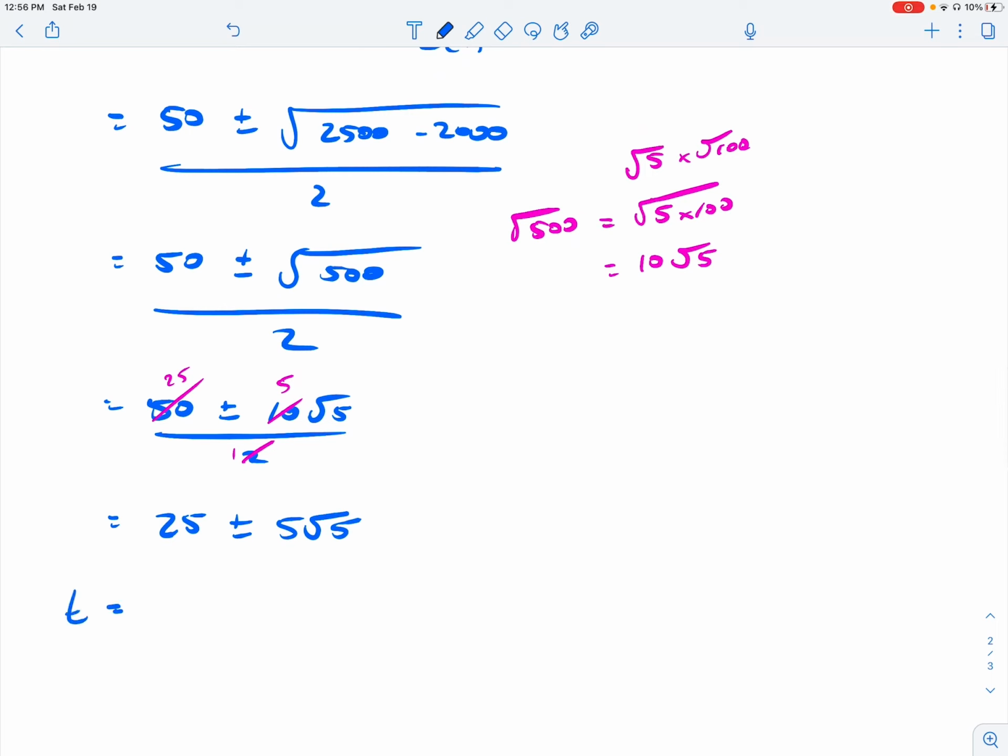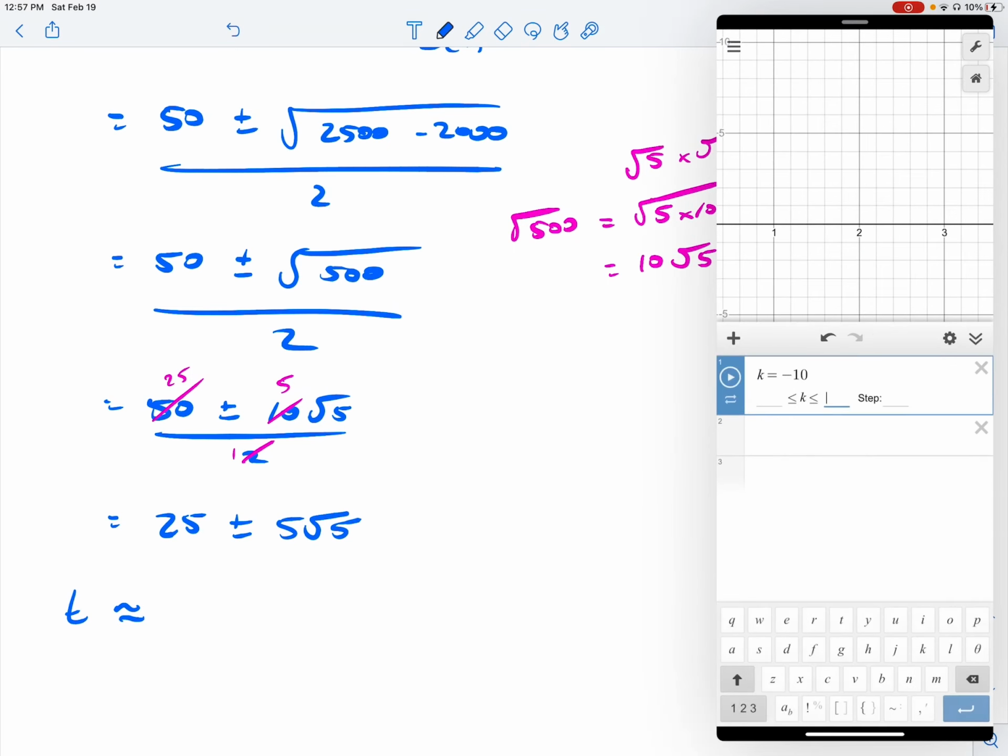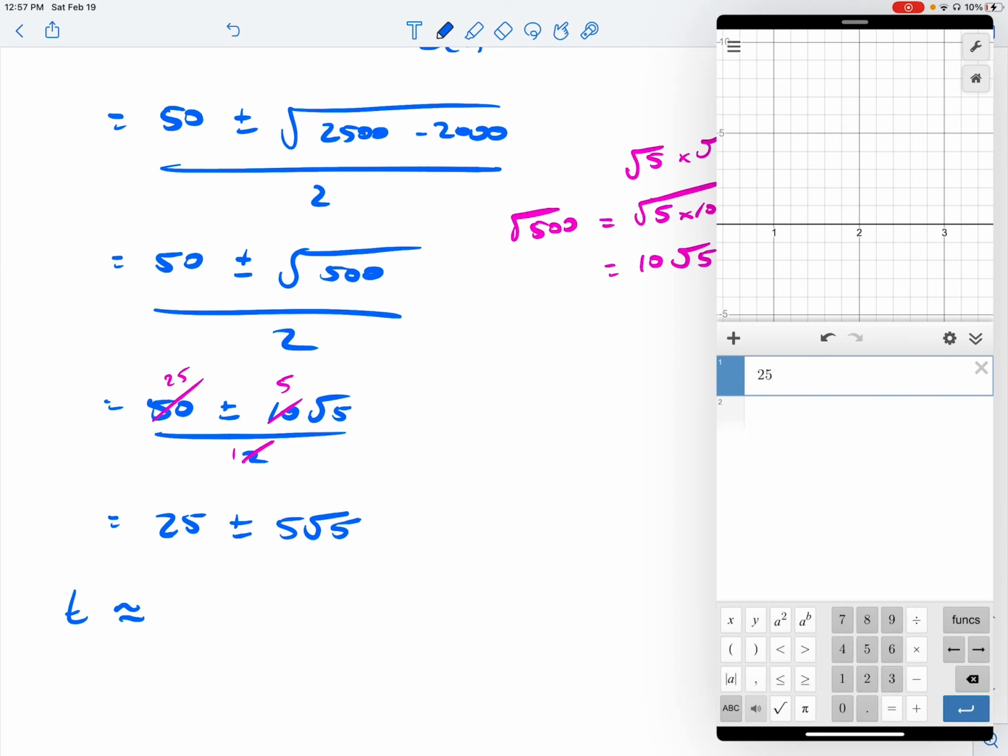If I want to calculate the time and get an approximate, let me redo that here with the approximate symbol. So let's do 25 plus 5 root 5, 36.2 seconds. And my other solution is going to be 25 minus 5 root 5. So that's 13.8.